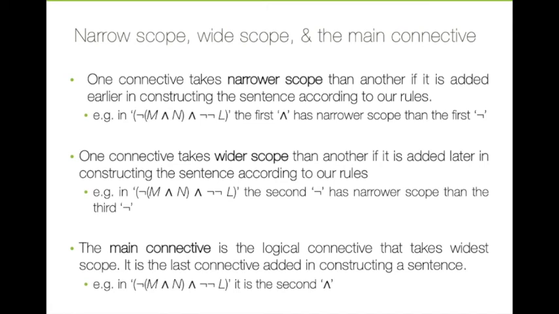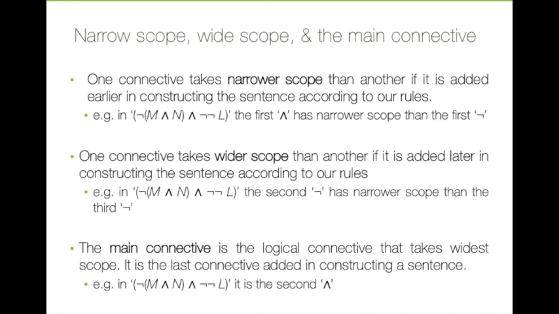A connective takes wider scope than another if it is added later in constructing the sentence according to our rules. With the double negation of L, the left negation can only be added once we have not L already. So the left one takes wider scope than the right one.